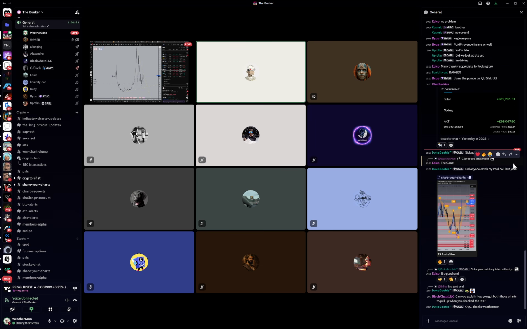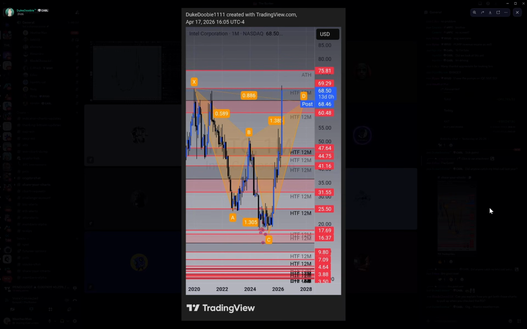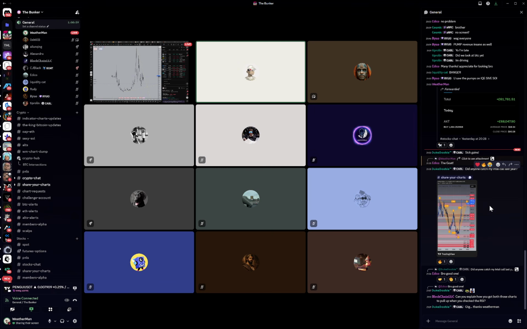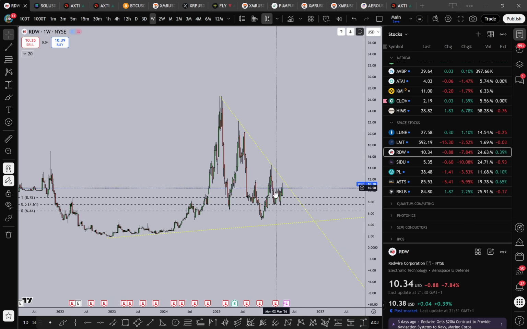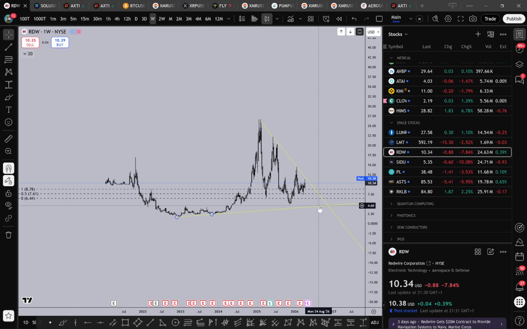Yeah, Intel's moving crazy. Intel moved crazy. There were some massive M shapes on Intel as well. But one sec. Let me look at this first, and I'll answer any questions. One thing I'm looking at is Redwire Corporation. With SpaceX, going into the SpaceX IPO, I think all space stocks are just going to absolutely boom. It's almost like a rising tide lifts all ships kind of thing.